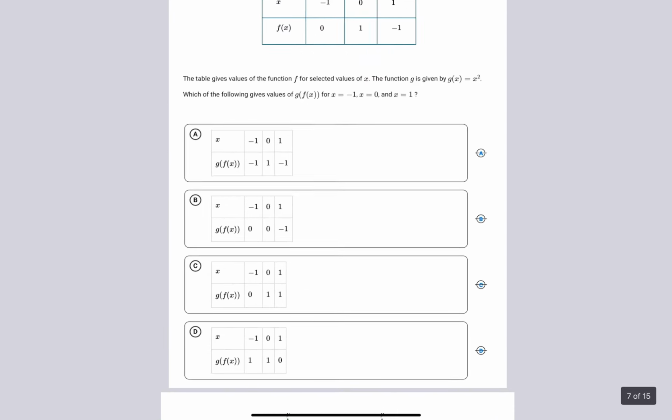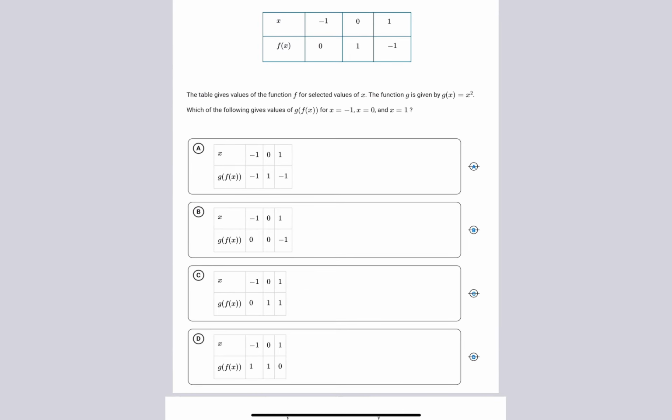Okay, what about this question? We have the function g, which is given by g of x equals x squared. And we're asked to find the following values. Well, we're asked to find, when x equals negative 1, g of f of x. You write that down, g of f of negative 1. When x is negative 1, we get 0, right? So it's g of 0, which equals 0 squared. So what do we write? We write down that the first point is simply negative 1, 0.